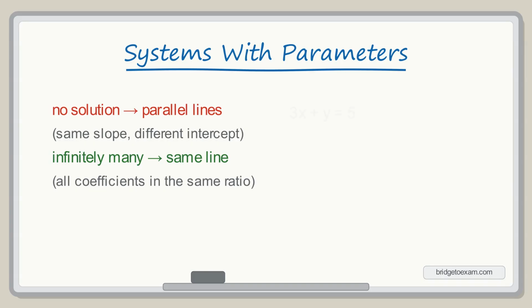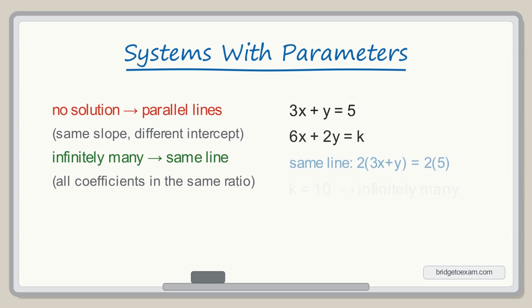So, for 3x plus y equals 5 and 6x plus 2y equals k, the second is exactly twice the first when k is twice 5, which is 10. At k equals 10, there are infinitely many solutions. Any other k gives none.